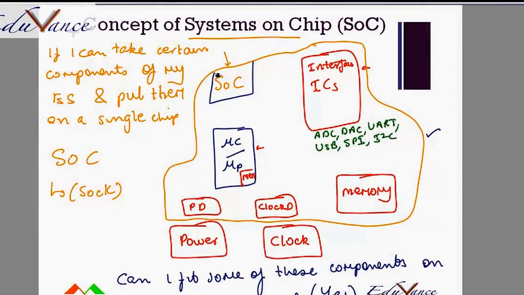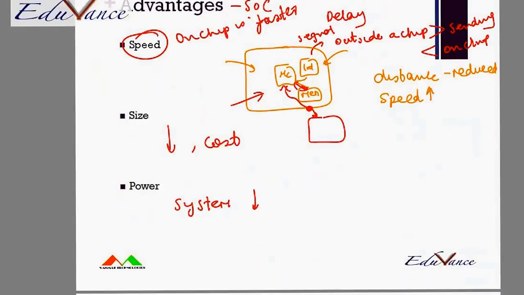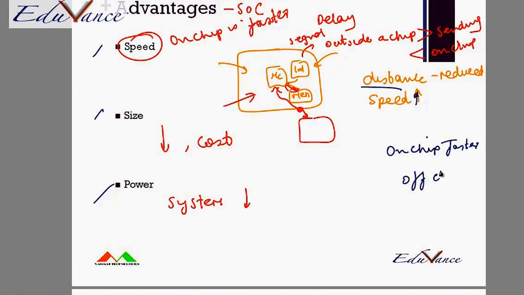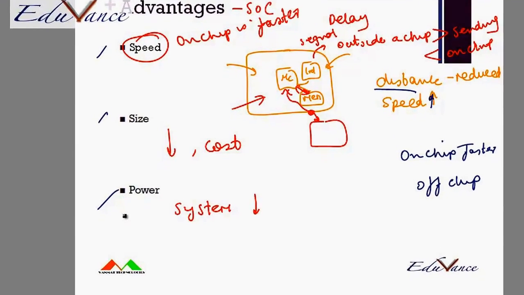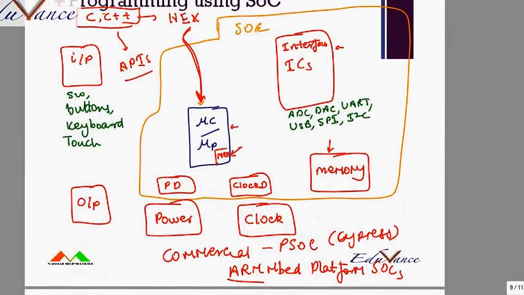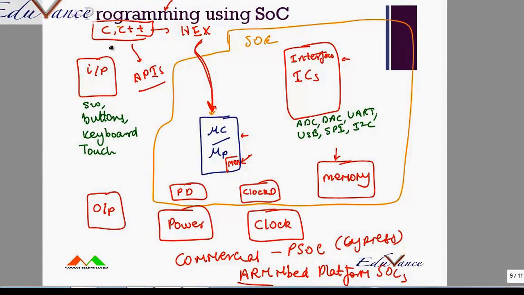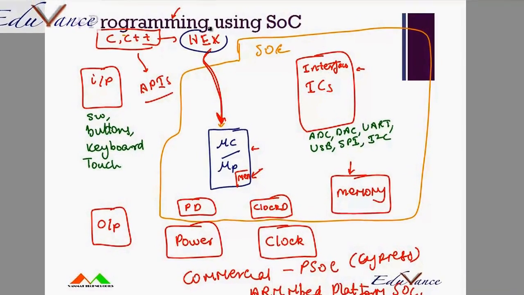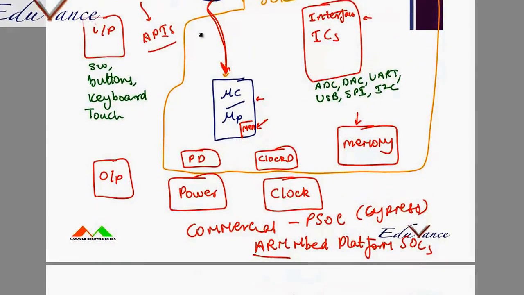And then we saw that the advantages are speed, size and power, because as the distance between the components reduced, the speed increased, and also taking a signal on chip is faster than taking it off chip. We also saw that the size and the power is lesser. Then in SOCs we saw that the basic programming is still the same, that we write in a higher level language and then convert it to hex and put it into the microcontroller.